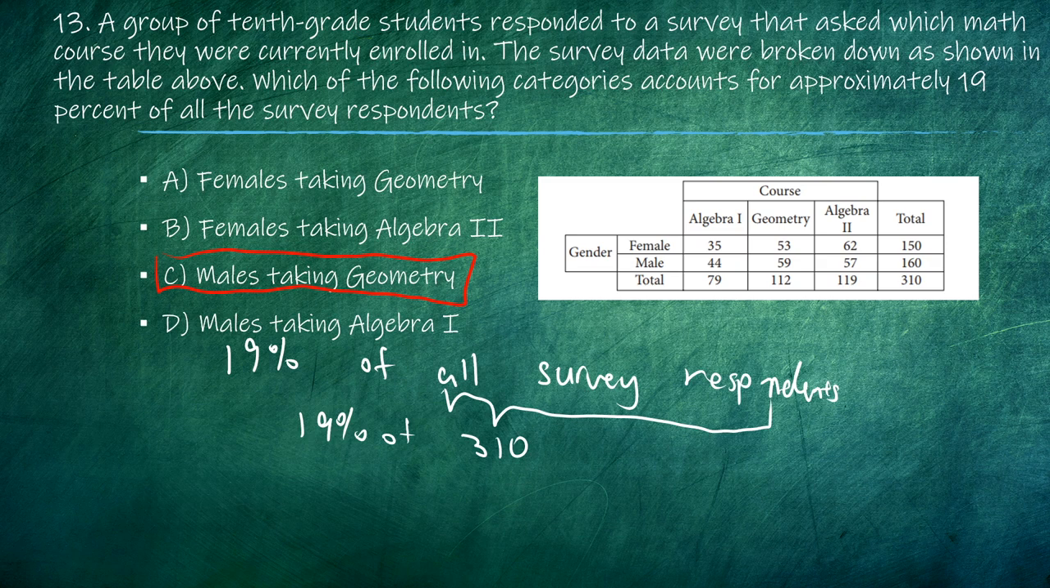So whenever we are calculating the percentage of a number, we can rewrite the percentage, in this case, as 19 over 100 times whatever the number is. In this case, it's 310. If we plug it into our calculator, it will come out to be very close to 59. And the only category that has that number is this box right here, which corresponds to the male students taking Geometry, which would give us the answer C.